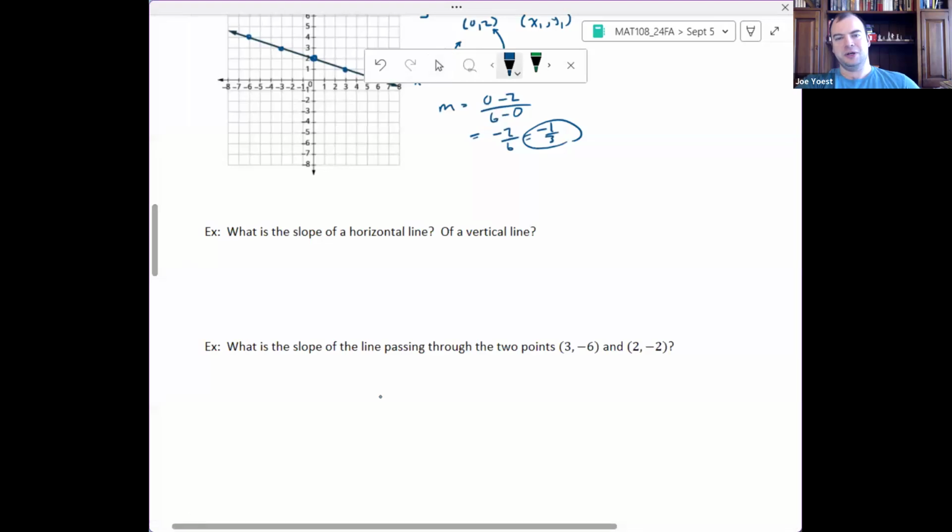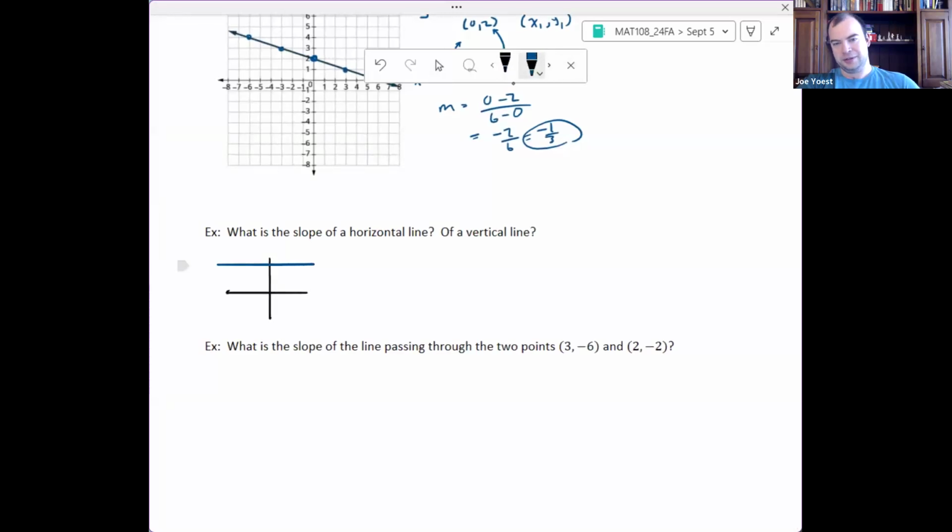Okay, what's the slope of a horizontal line? If I have some set of axes and I have a horizontal line, this has the same y value regardless of the x value. So the points on this line look like, say, x1 comma h, let's call it, for height, and x2 comma h. We have the same height, so to speak, no matter what.